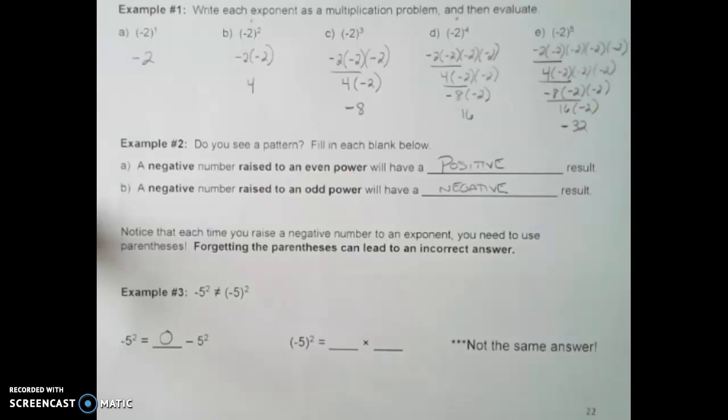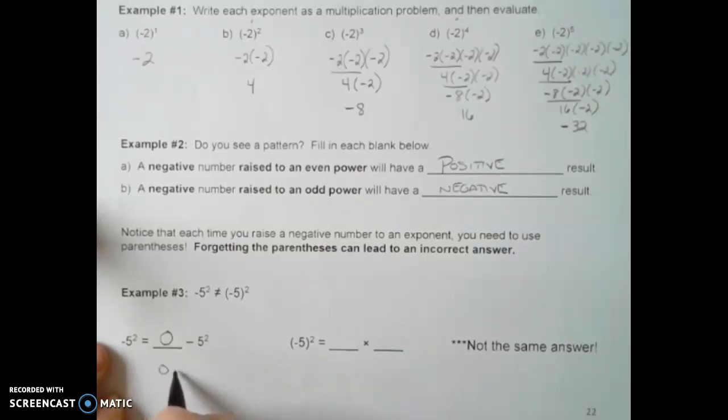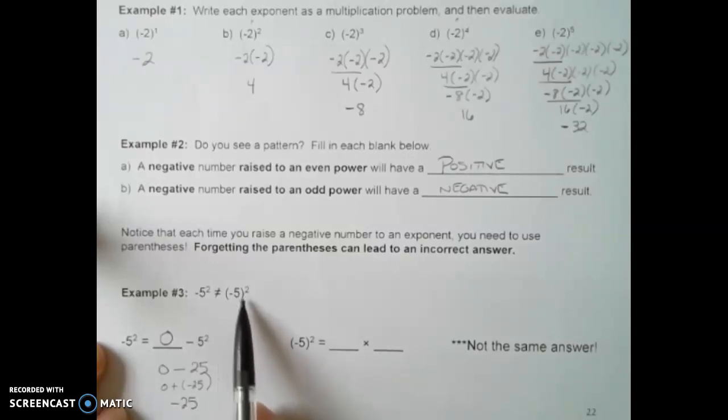And this actually relates to something we're going to talk about in just a moment: with order of operations, you need to do the exponent first. So this means to do 0 minus 5 squared, which is 25. And 0 minus 25 is the same as 0 plus -25, which gives us an answer of -25.